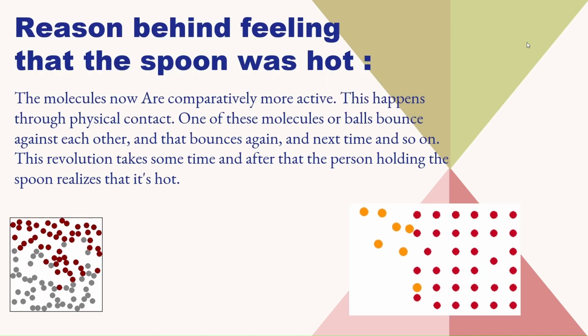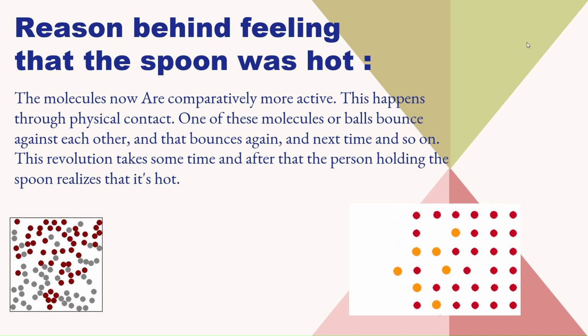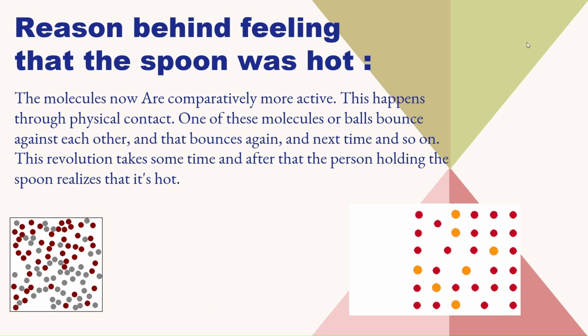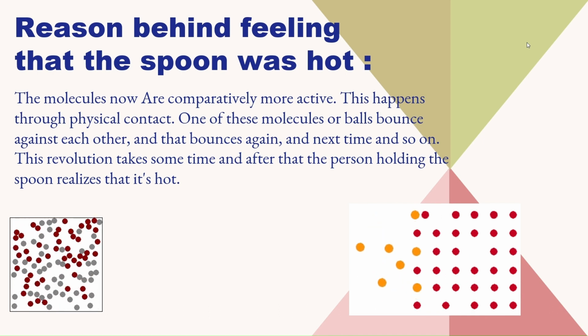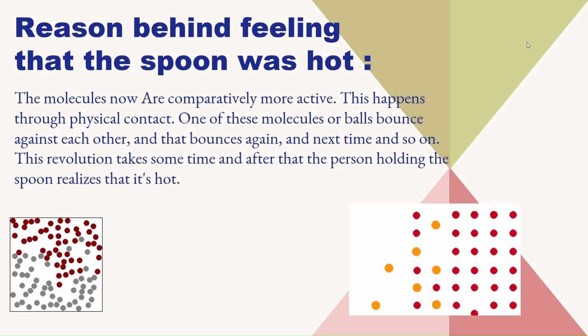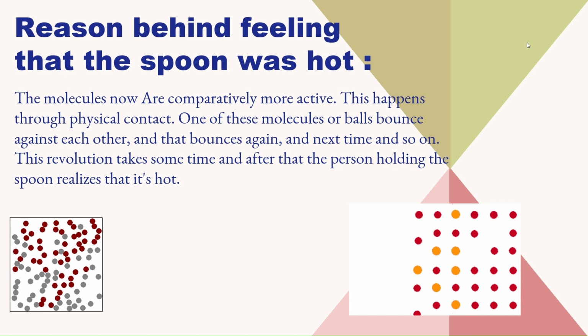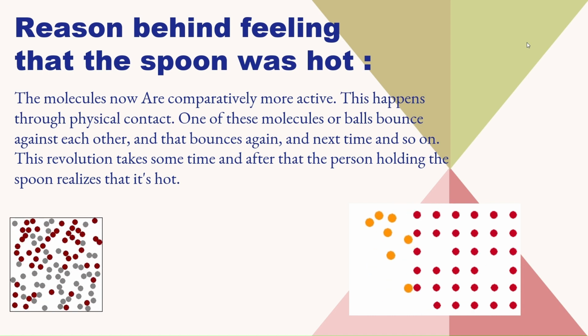The reason behind feeling that the spoon was hot: the molecules now are comparatively more active. This happens through physical contact or word of mouth. One of these molecules or balls bounces against another and then bounces again, next time and so on. This revolution takes some time, and after that the person holding the spoon realizes that it's hot.